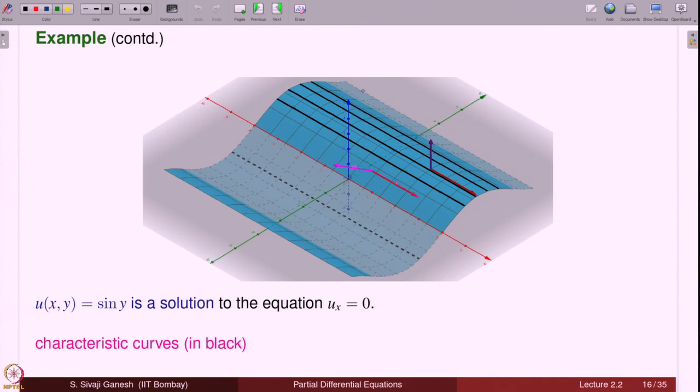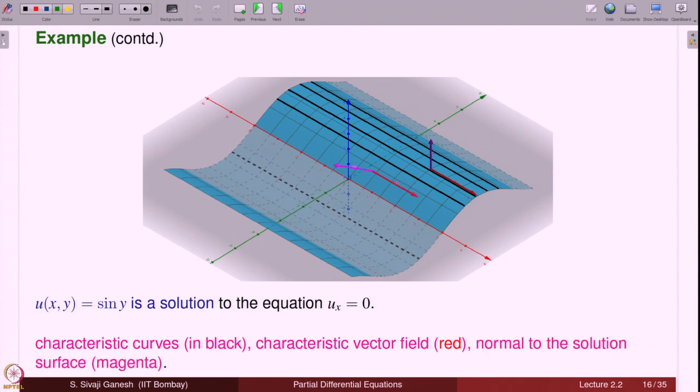Now, characteristic curves are in black, which are straight lines, we know that, straight lines. And the characteristic vector field is in red color, which is this. Because the characteristic vector field is 1, 0, 0 at every point, it is in the direction of e1 at every point. And the normal to the solution surface is in magenta. So, it keeps changing the normal from point to point.